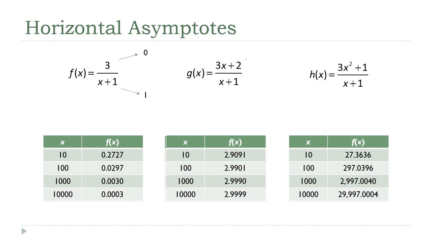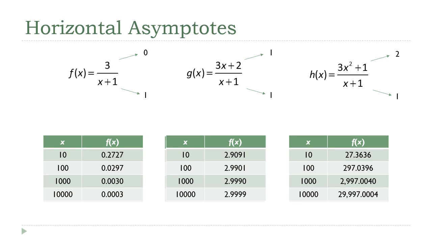Okay, if we do it with the g of x here, both degrees are 1. They're the same. And if we look at h of x, the numerator is 2 and the denominator is 1. Okay.